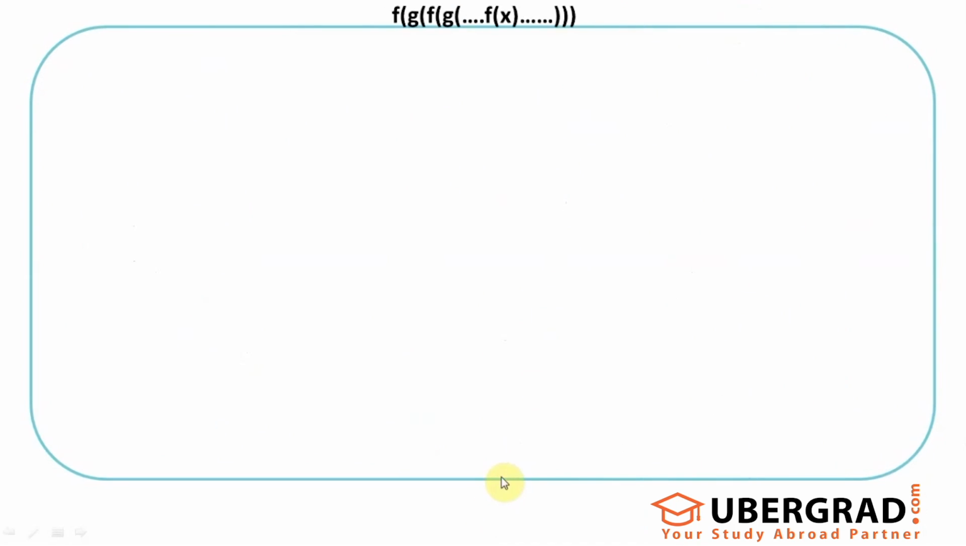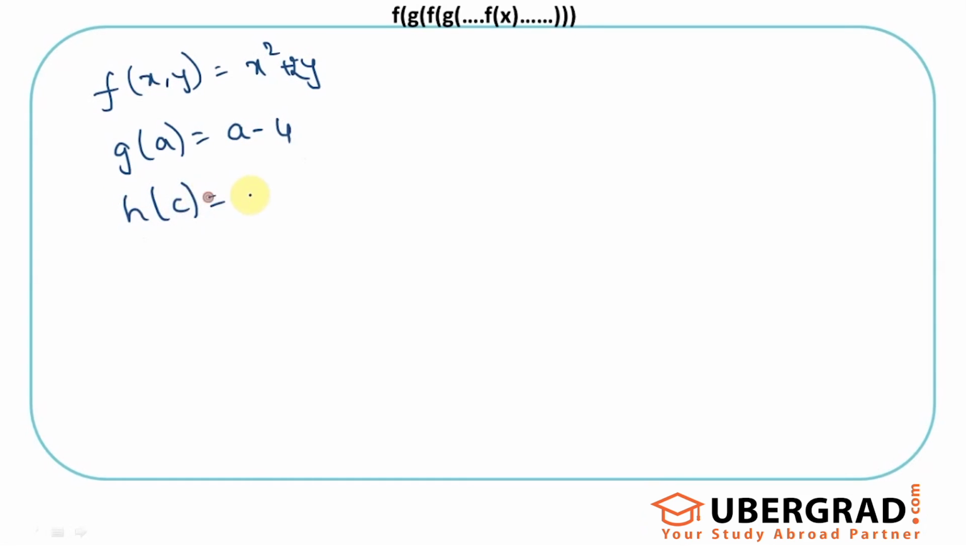So what you'll get to see in some of the questions is this: f of g of f of something, something. Let's assume that I've defined functions like this, okay? f of x comma y is x square plus 2y. And g of a is defined as a minus 4. And let's say h of c is defined as 2c plus 6. Right, so I have defined three functions.